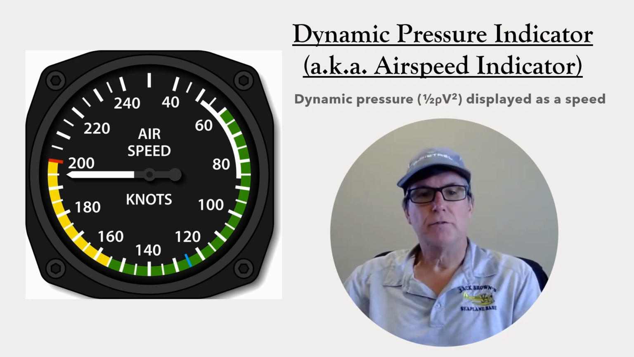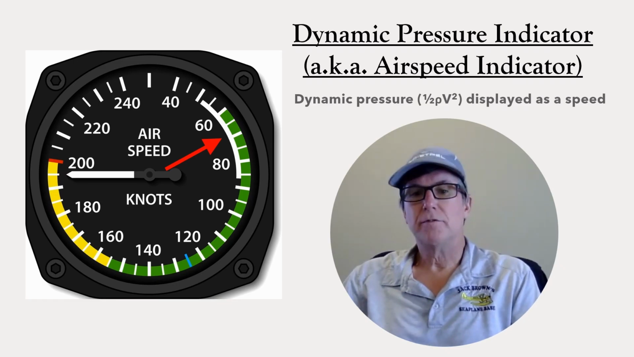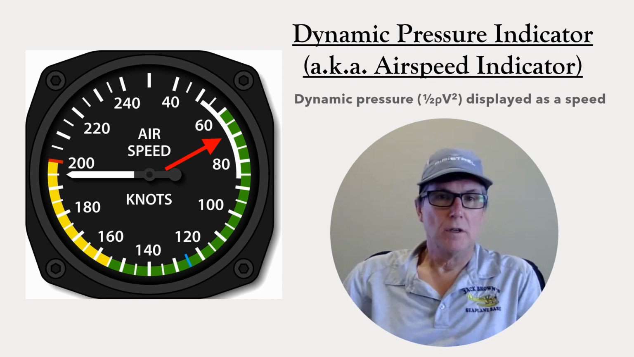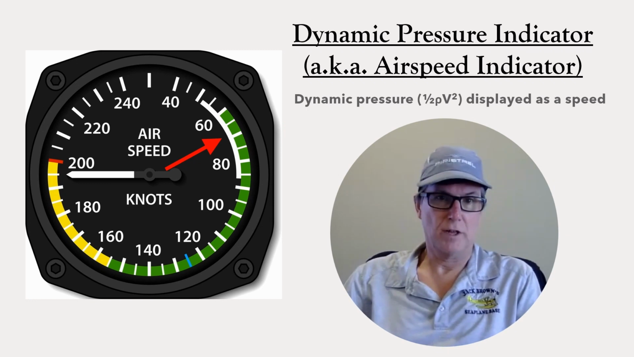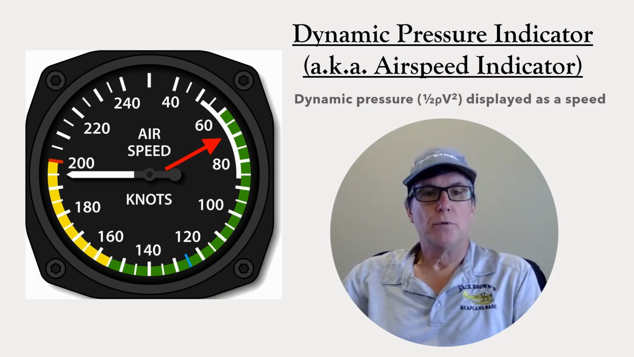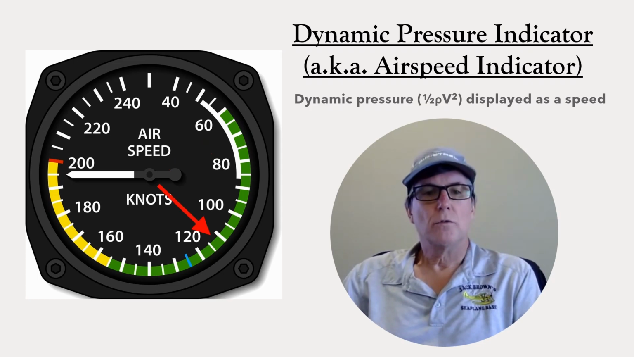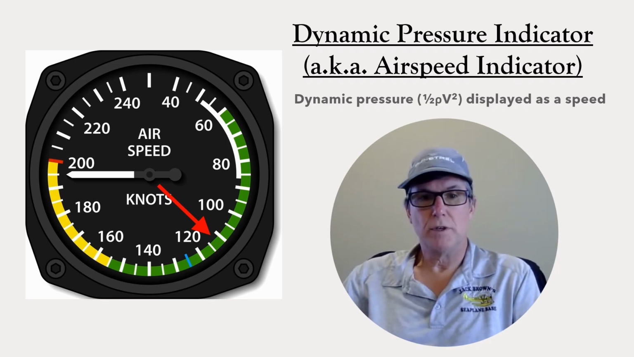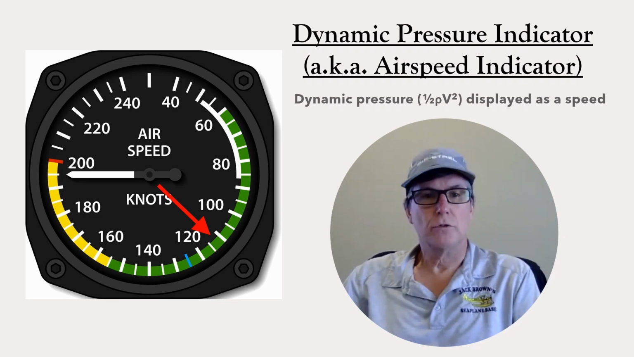If the airplane has flaps, there will be a white arc on the airspeed indicator. The white arc represents the flap operating range. It extends from the stall speed in the landing configuration with the flaps deployed to the maximum flap extended airspeed. The green arc represents the normal operating range. It extends from the stall speed with the flaps retracted to the maximum structural cruising speed.